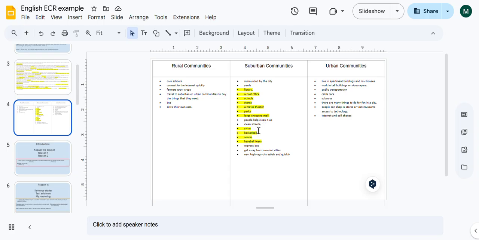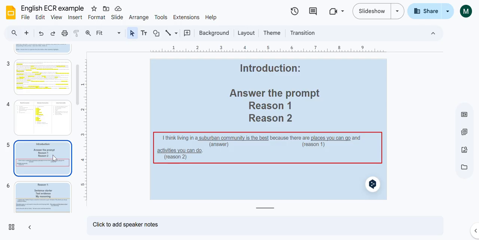And then they also liked swim, basketball, soccer, baseball team. Then I asked them how we could categorize these, and they said activities. Okay, activities or sports. So now we have our reason 1 here, places to go. And then we'll have our reason number 2 here, activities to do. So from there, we go to our introduction. And I just want to point out that we're going to be writing 4 paragraphs.